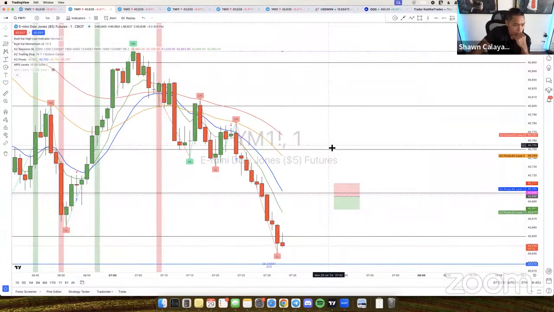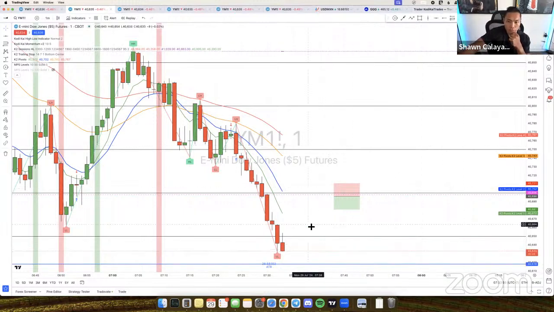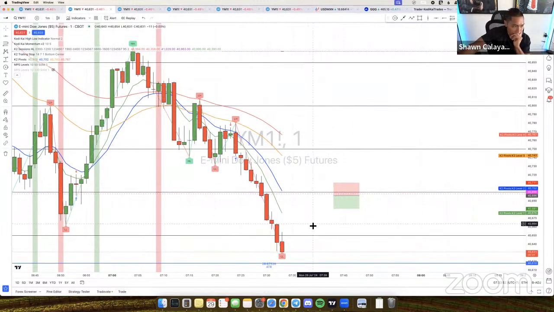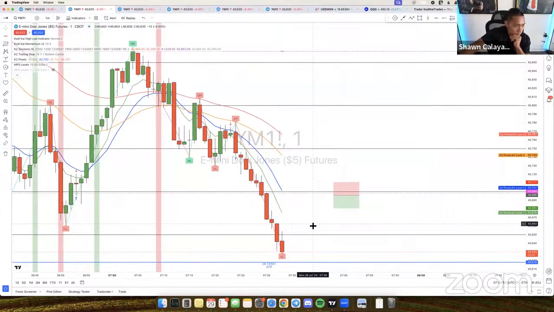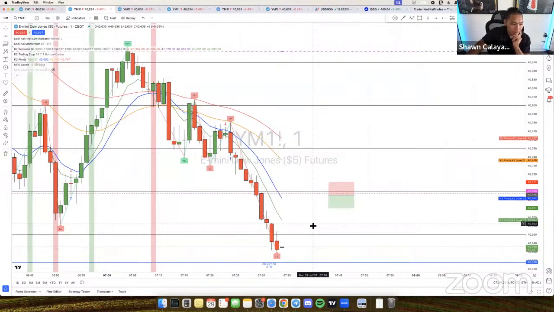Let's see. So I've got to catch it on retracement. That's kind of what I have to do because current price right now is at, yeah. So I'll wait for price to retrace up a little bit, and once it starts retracing up, I'll be looking to possibly get in at some point.